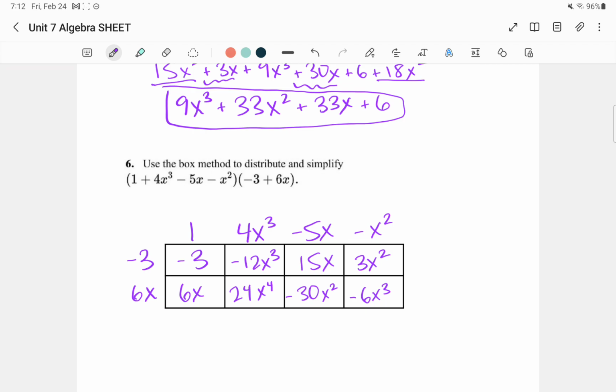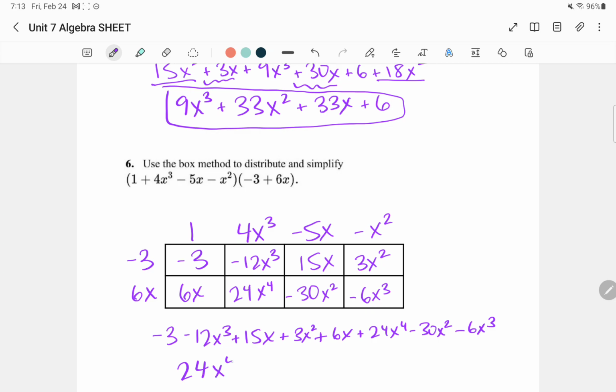You got it. And then now I'm going to bring these down, all of these. So negative 3 minus 12x to the third plus 15x plus 3x squared plus 6x plus 24x to the fourth minus 30x squared minus 6x to the third. And now when I combine like terms, I only have one x to the fourth, so I'm going to start with that, 24x to the fourth. Now you don't have to go in standard form. I'm just doing it to keep myself organized so I know what I've done already.